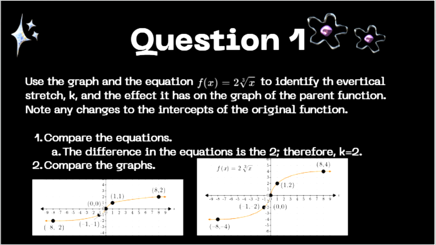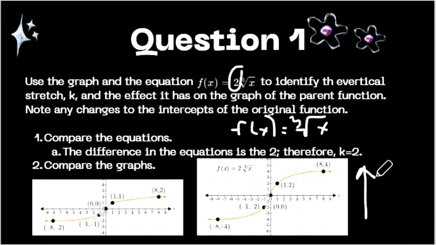Alright, first you compare the equations, the difference between the two equations. The parent function it didn't give you, but the parent function would just be f of x is equal to the cube root of x, okay? So the difference between these two functions is obviously this 2 right here. That means k equals 2. Compare the graphs. If you can see, this is the parent function, this is the dilated function. It got stretched up, which makes sense because it's being multiplied by a whole number, okay?